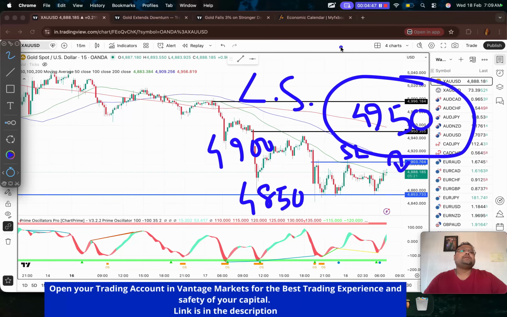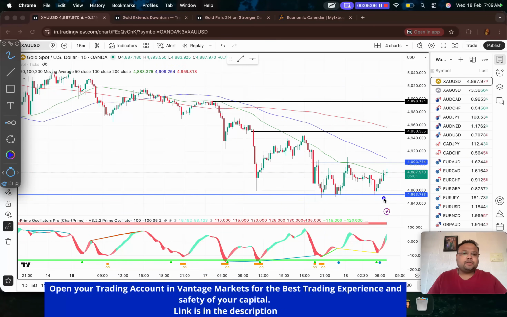The first selling opportunity is around 4900, but after a liquidity sweep, not selling directly, because there is a possibility of SL hunting. Then we can also look for a selling opportunity on 4950 being a psychological resistance. And at the bottom, things are a little bit difficult here to understand. Let me remove the levels here.